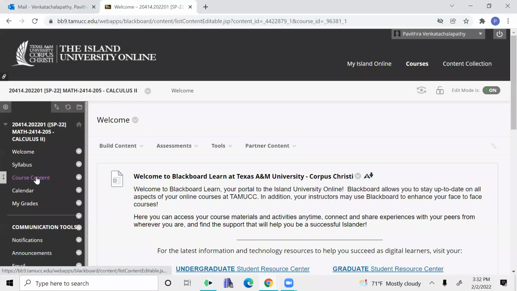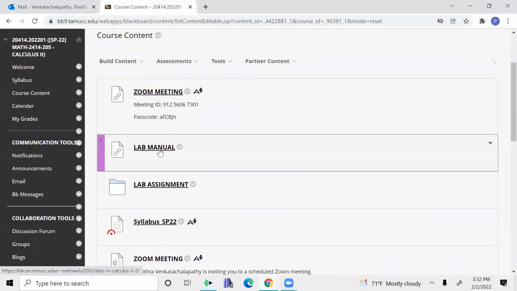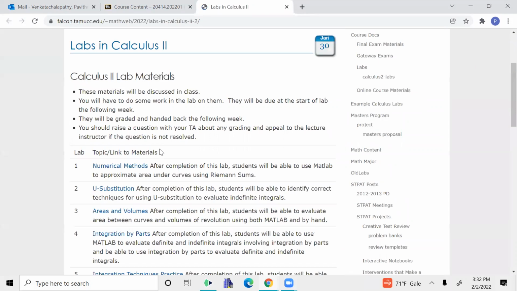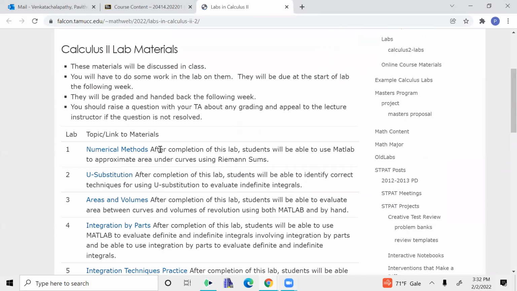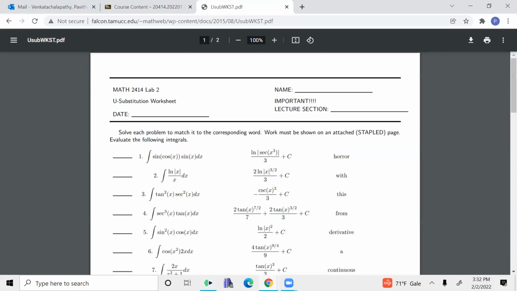You can go to your section, course content, and click on lab manual. Okay. Now, this week we will be doing lab 2, that is U substitution, right?